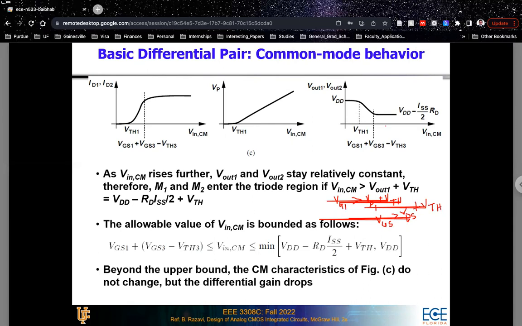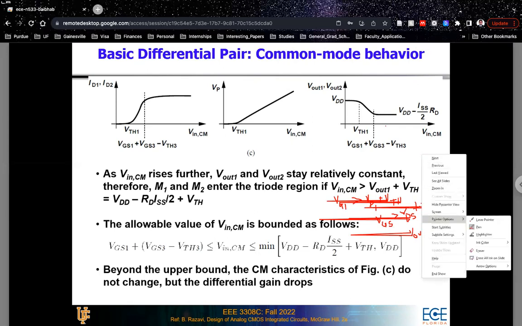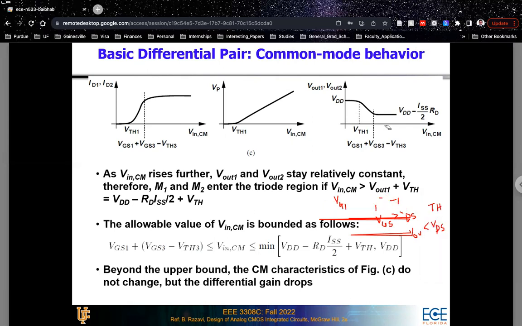Or in other words, your VGS minus VT, or V overdrive, is less than your VDS. So if that happens for transistor M1, then your M1 transistor or M2 transistor will enter your triode region from saturation. So this is what you will see as you keep on increasing your input DC common mode voltage at M1 or M2 transistor, that at some point M1 and M2 will leave saturation.